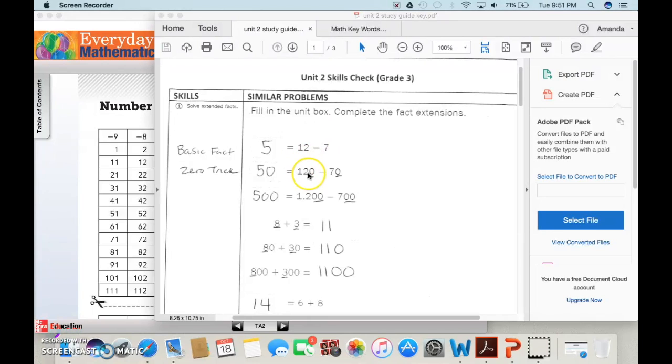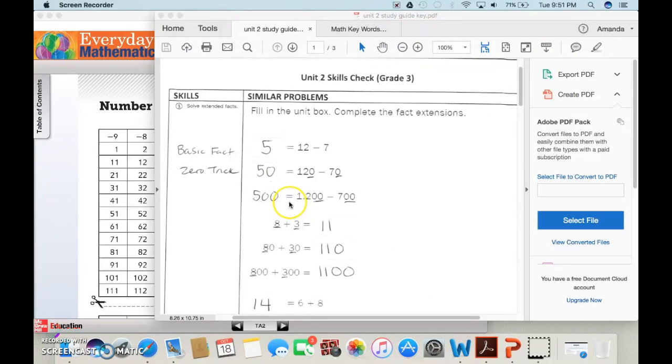We still have the 12, we still have the 7, the only difference now is we add a 0. So we can use our 0 trick, and since there's 1 0 on each side, we're just going to do our basic fact of 12 minus 7, that equals 5, and now we add our 0, we get 50.